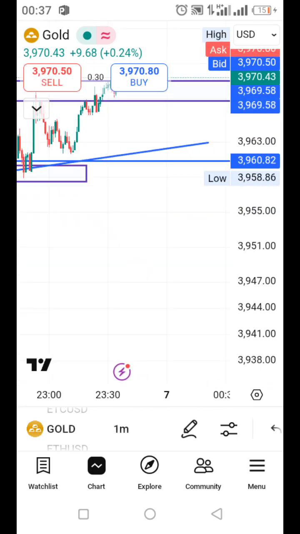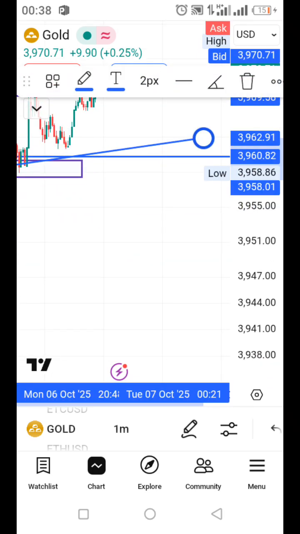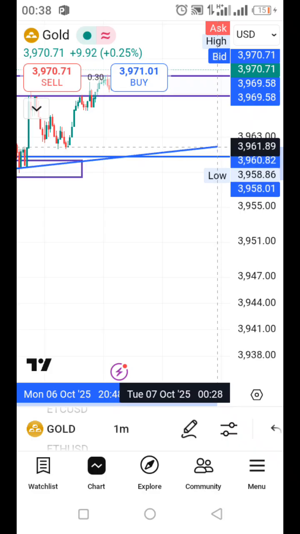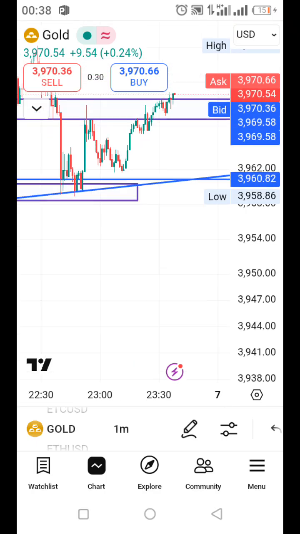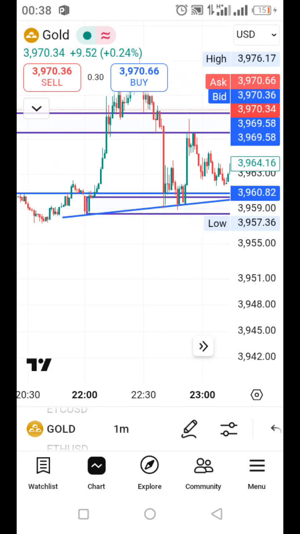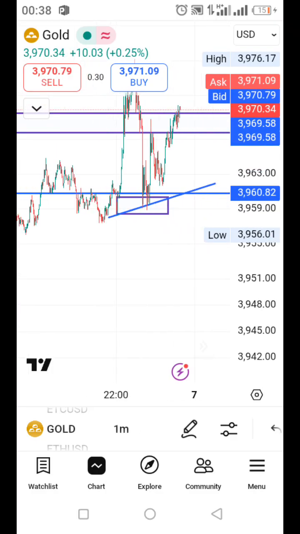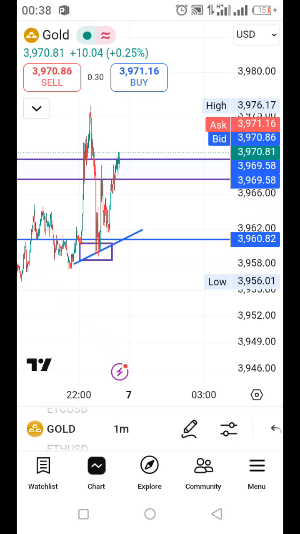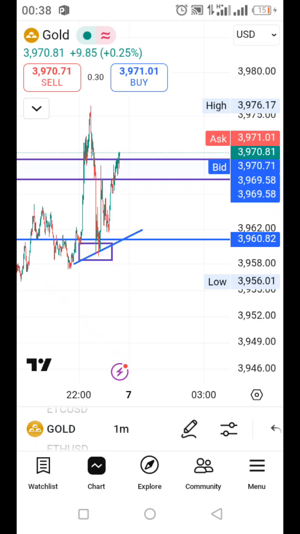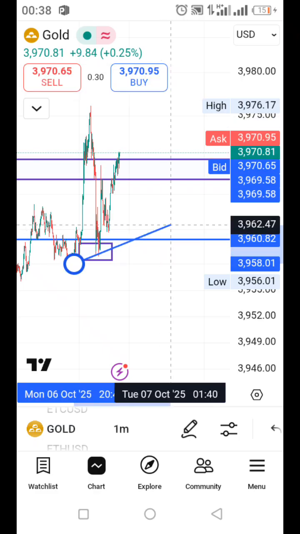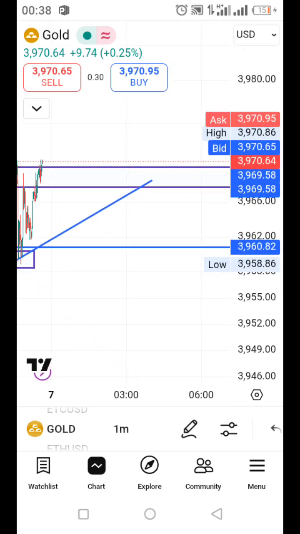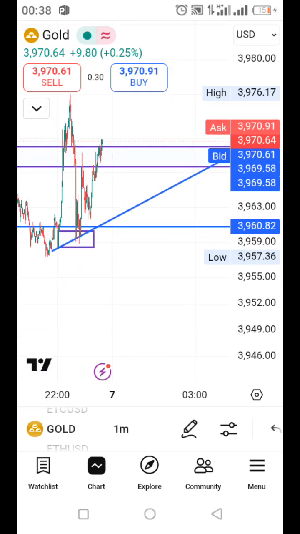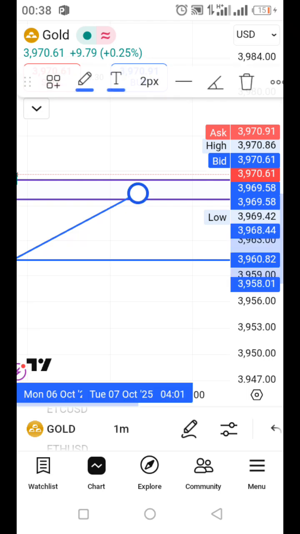Now with this trend line, I will know where the market will sell from. I will know where the market will start selling from. Then I will take a sell trade. You see how I drew it? Let me just zoom it so that you know what I'm talking about. You see that price is moving upward. You see what I'm talking about?